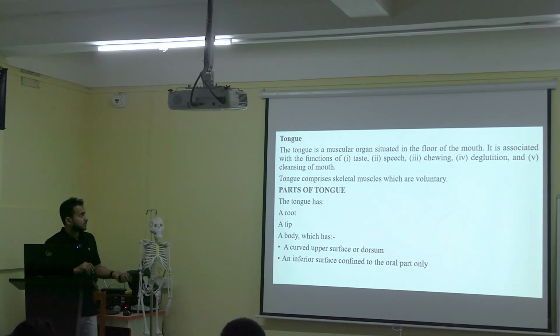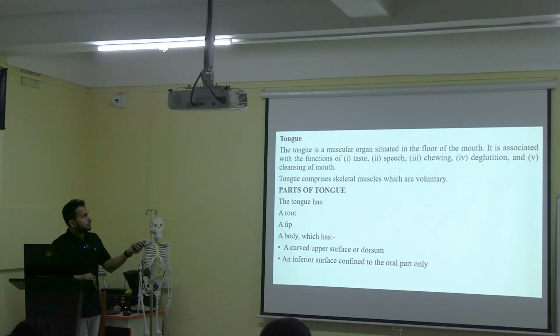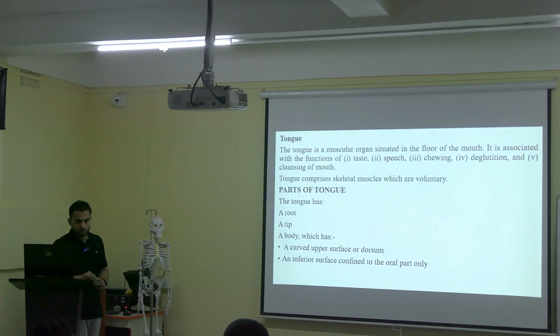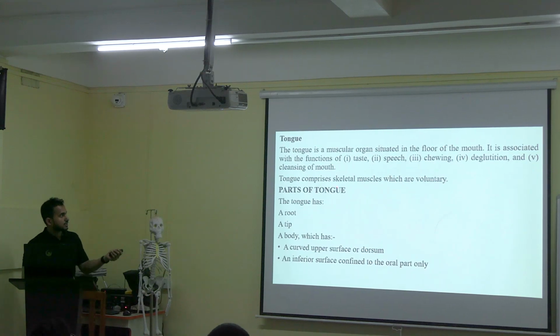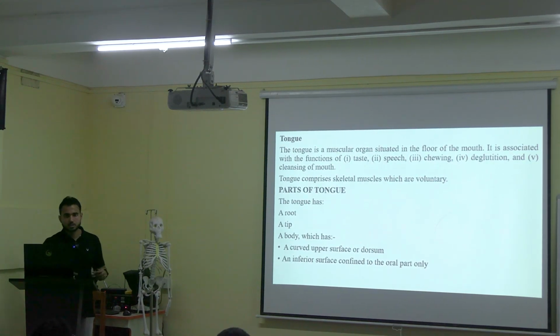Not now. So it is a muscular organ situated in the floor of the mouth. It is associated with very important functions of taste, speech, chewing, deglutition and cleansing of the mouth. What is deglutition? Swallowing. Deglutition का मतलब है swallowing. ठीक है? So these are some important functions of the tongue which you are doing every day.